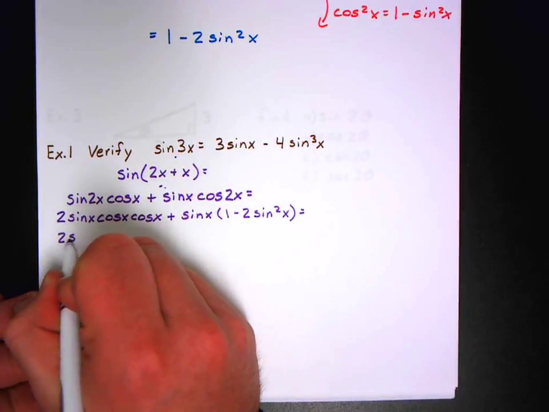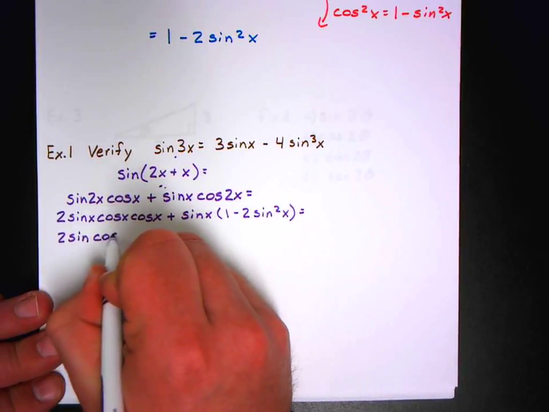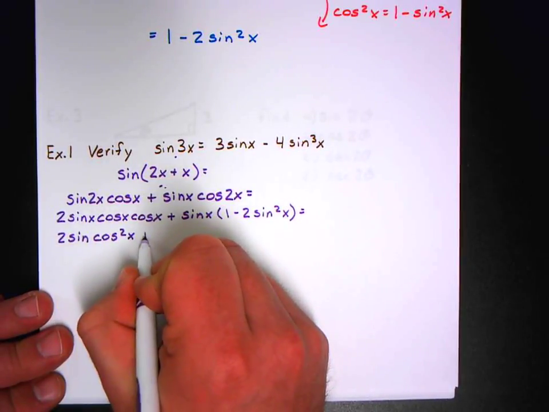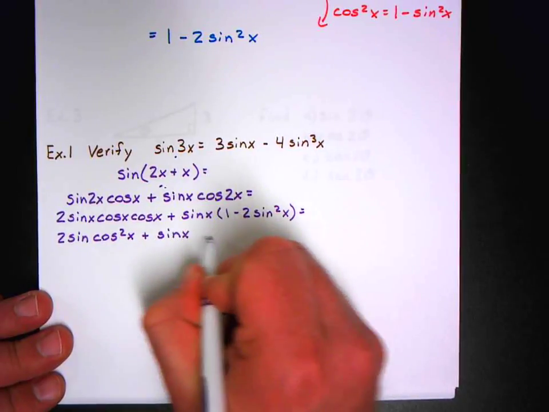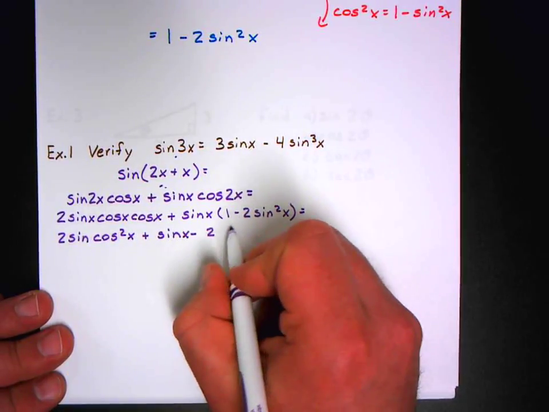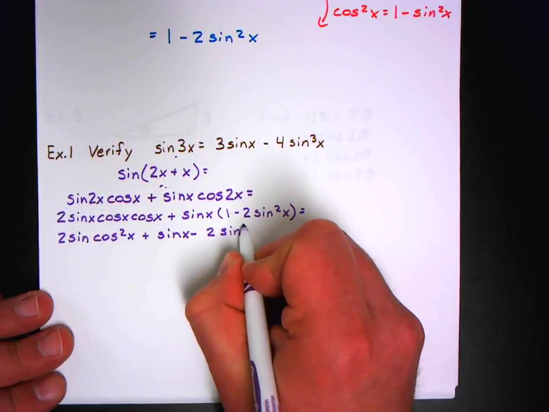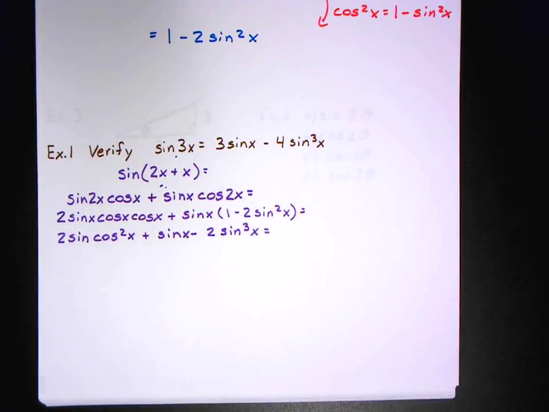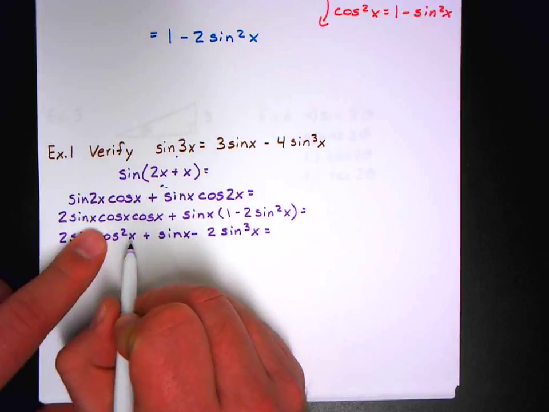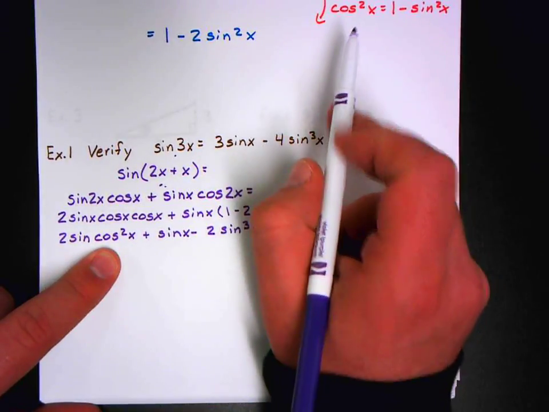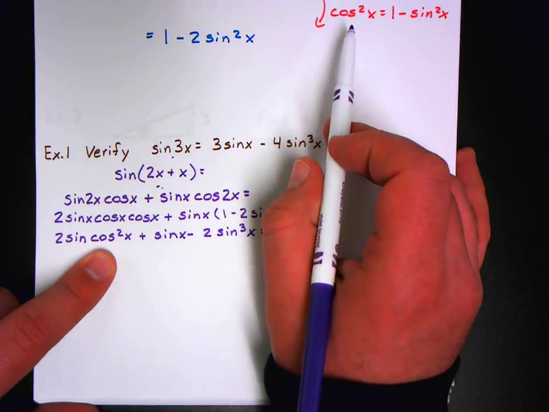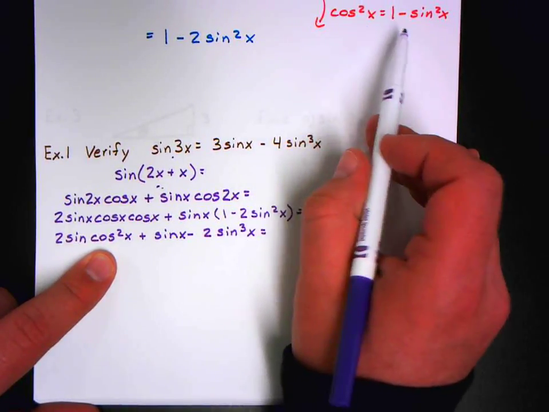All right, so let's see, 2 sine x cosine squared x plus sine x minus 2 sine cubed x. Okay, so I'm getting there. Problem is I still have a cosine in there. How do I get rid of that cosine? Pythagorean. So I can get rid of this cosine the same way as I got rid of a cosine up here, because Pythagorean says cosine squared of x is 1 minus sine squared.